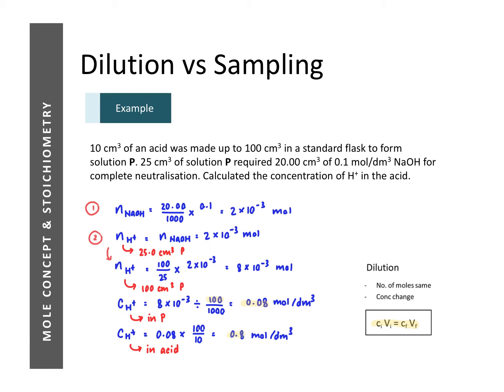One concept that you may find useful is the concept of dilution factor. What is dilution factor? Dilution factor is VF over VI. For example, in this particular case, the dilution factor is 10. It means that the solution has been diluted 10 times. So to find the concentration of hydrogen ions in the original acid, we just need to times 10.